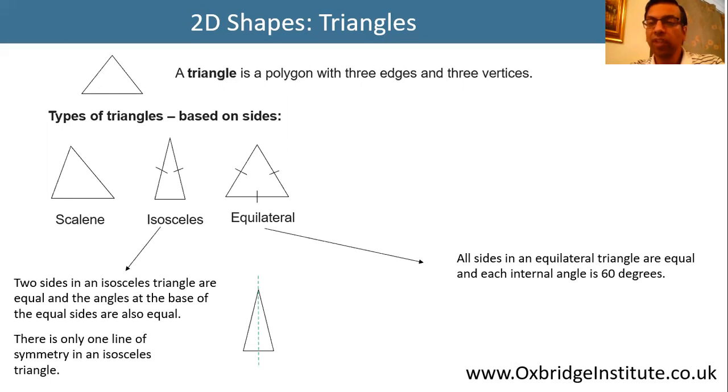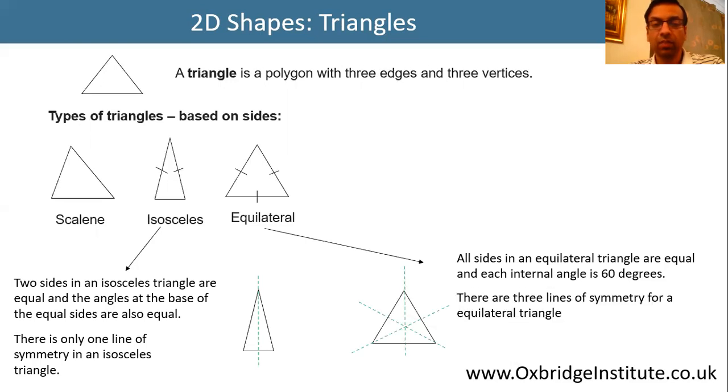An equilateral triangle, on the other hand, has all 3 sides equal, and all 3 internal angles are also going to be equal and exactly 60 degrees. There are going to be 3 lines of symmetry for an equilateral triangle, which are the ones which are shown in this image.